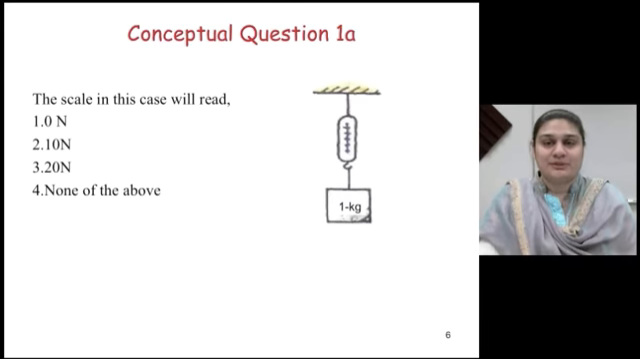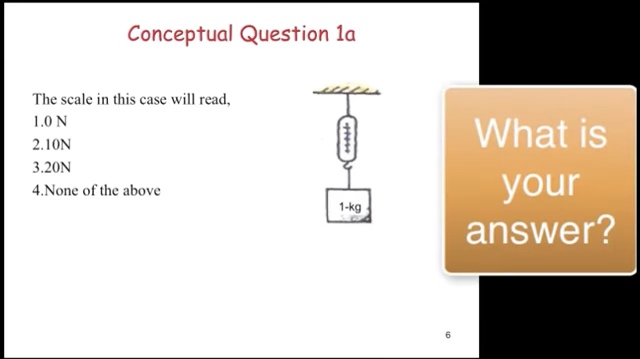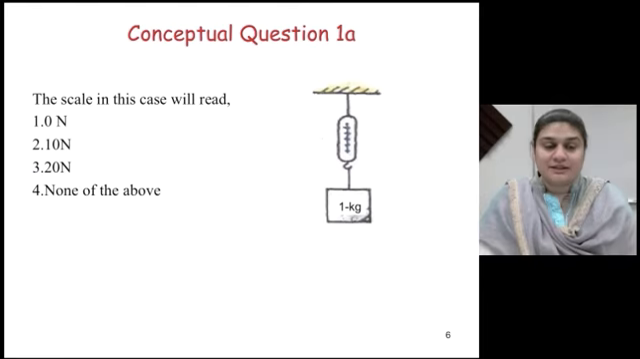Now let's look at this concept question. What do you think the answer to this question will be? What will the scale read in this case? 0 newtons, 10 newtons, 20 newtons, or none of the above? The scale in this case will read 10 newtons. Why? The reason it will read 10 newtons is because the only force acting on it is its weight. For a 1 kilogram mass, the weight is going to be mg, and mg is actually equal to about 10 newtons because the value of g is 9.8.